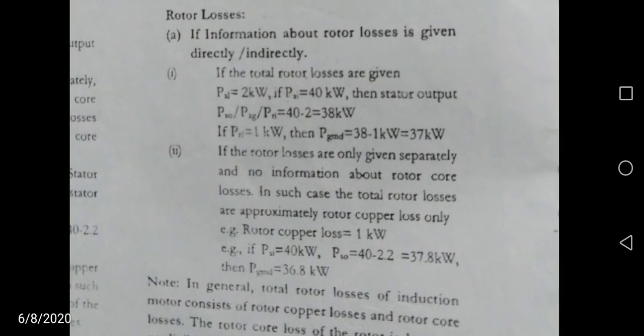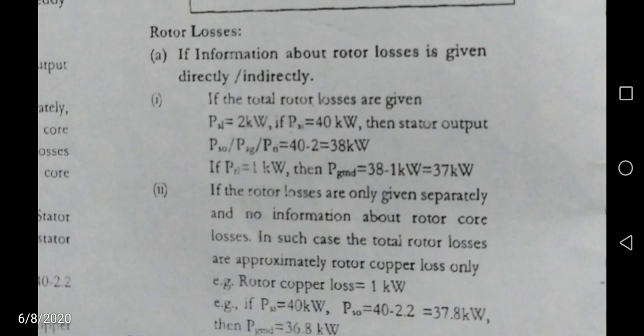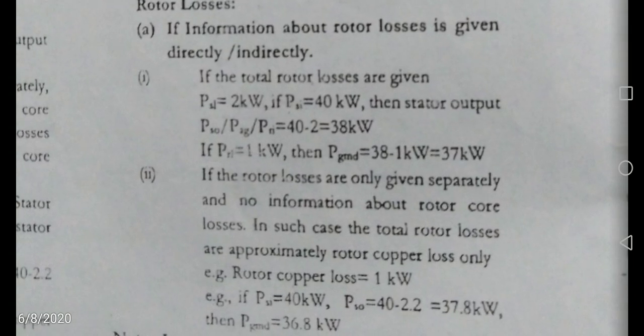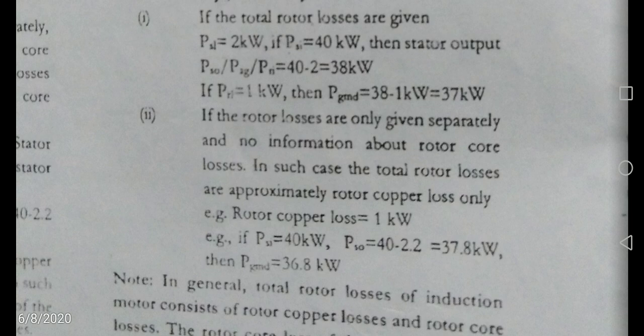Rotor losses: if information about the rotor loss is given directly, or indirectly, if the total rotor resistance and rotor losses are given, say PSL equal to 2 kilowatt, if PSI equal to 40 kilowatt, then the stator output power is 37 kilowatt.